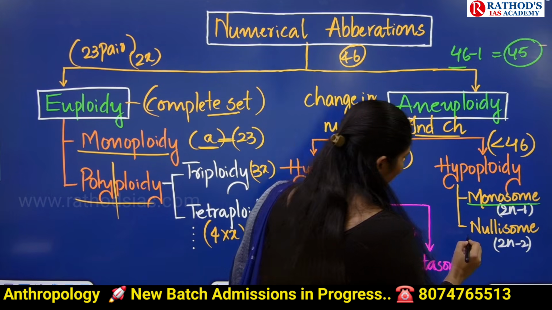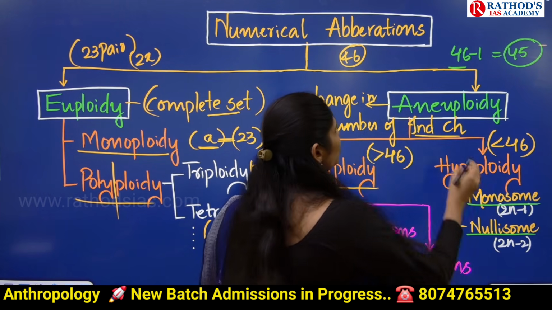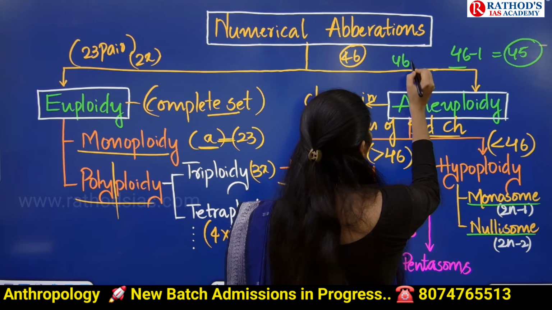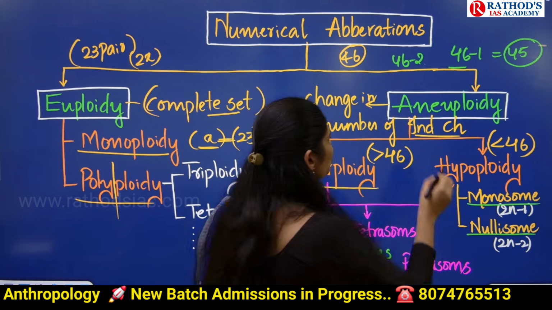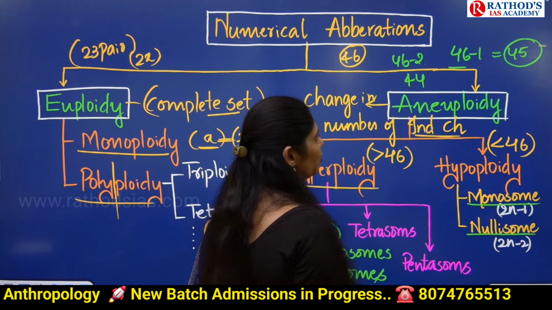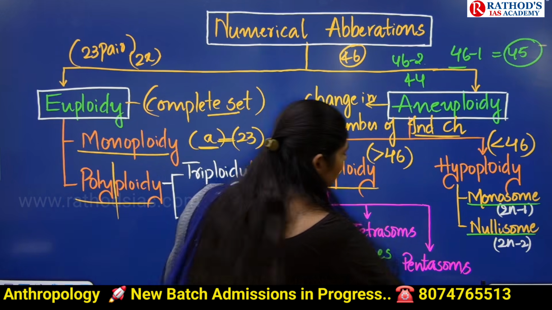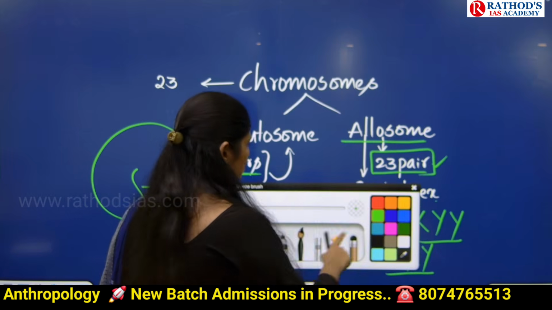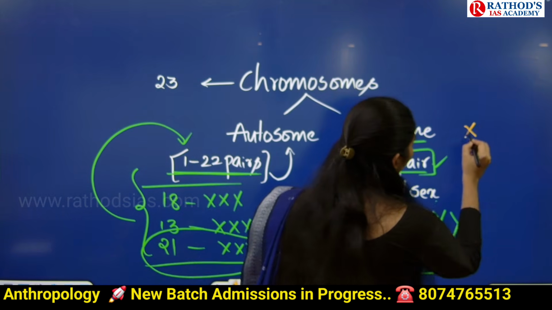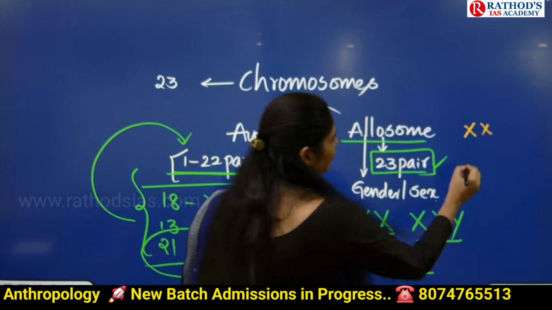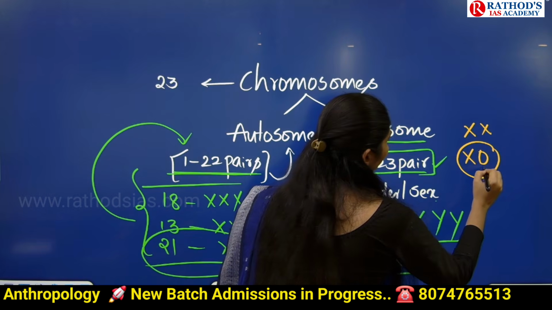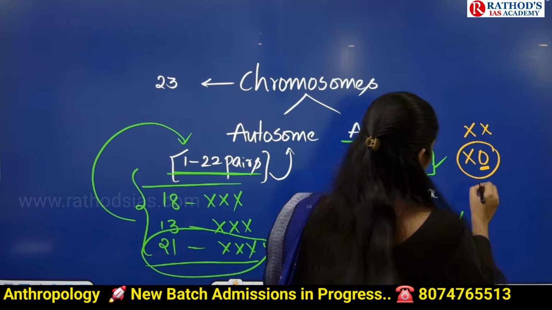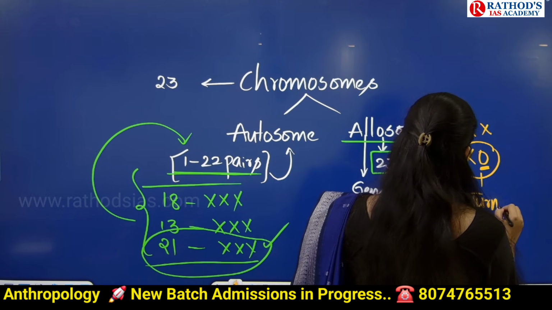And we have one more condition called nullosome. Nullosome means nothing but 2x minus 2 or 2n minus 2. Rather than 46, we will be having a deficiency of 2 chromosomes. So overall we have 44 chromosomes. I'll give you an example for this also. Okay, if you take this autosome here, I'll change the color of the pen. Normally for female we need to have XX. But if you are having XO, if there is a missing chromosome here, that syndrome is called Turner syndrome. It is seen in females actually.